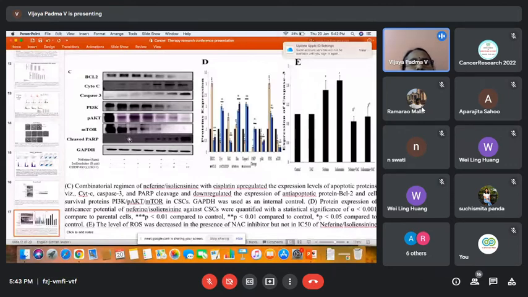And coming to PI3K, AKT, phospho-AKT, there is a decrease. PI3K is also decreased, and mTOR is also decreased. So these cell survival protein levels are decreased. PARP is not so clear, but it is also slightly increased.